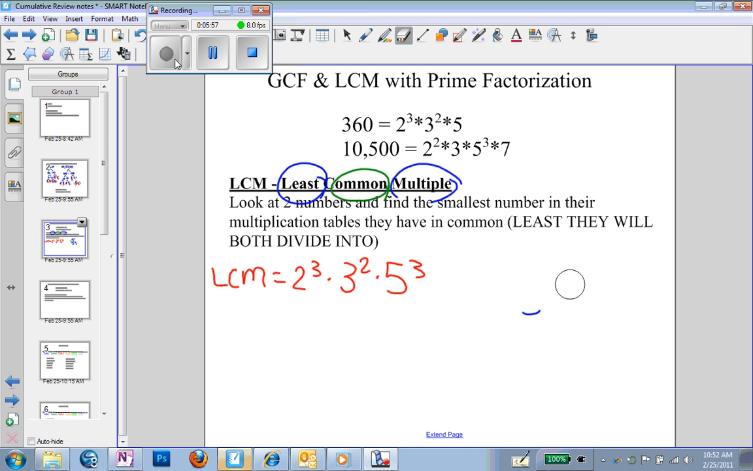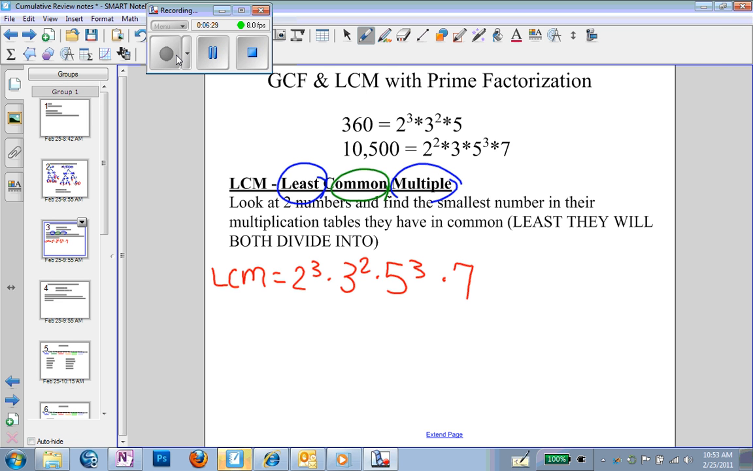And then if we look at both of them, we have a 7 in both of them. Now, what we're trying to do is figure out what's the smallest number 360 will go into and 10,500 will go into. Well, in order to do that, we have to have all the prime numbers included from both of these. This is very important. Since 7 is a factor of one of our numbers, it has to be included. We have to have all the factors of the numbers.